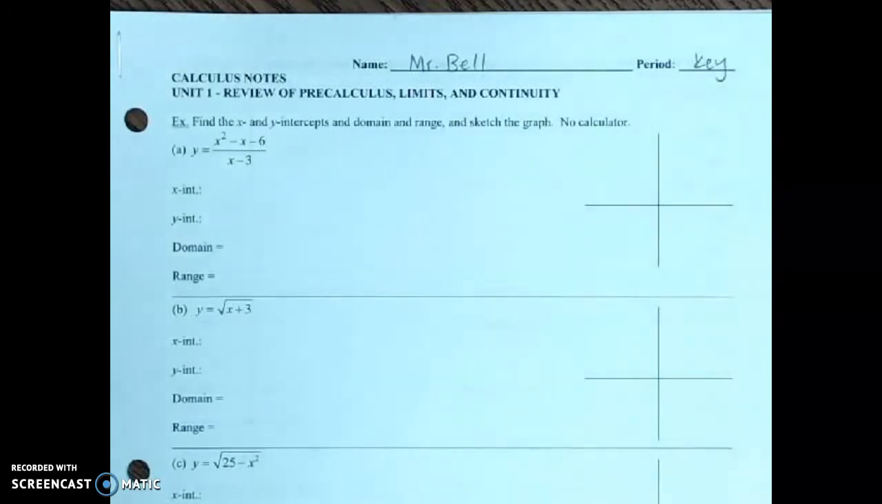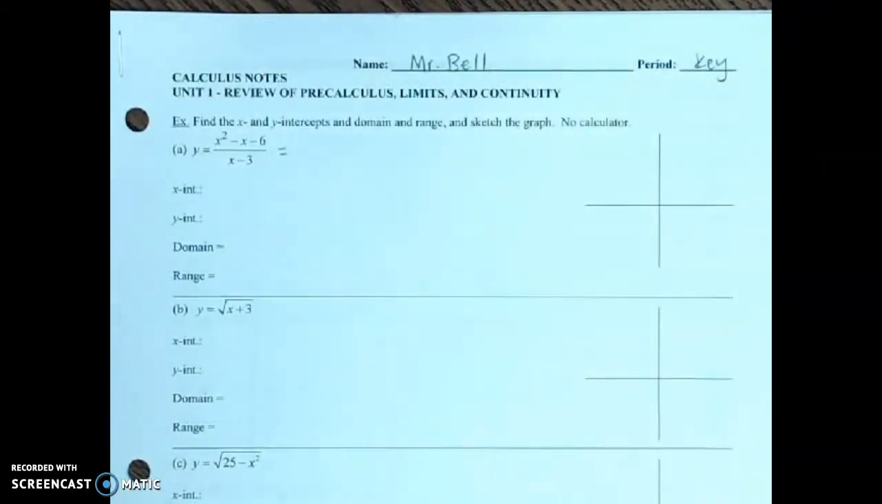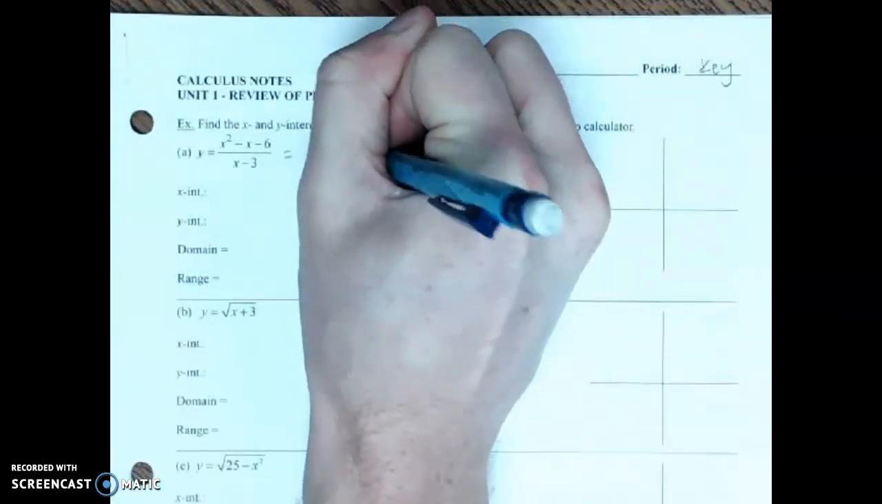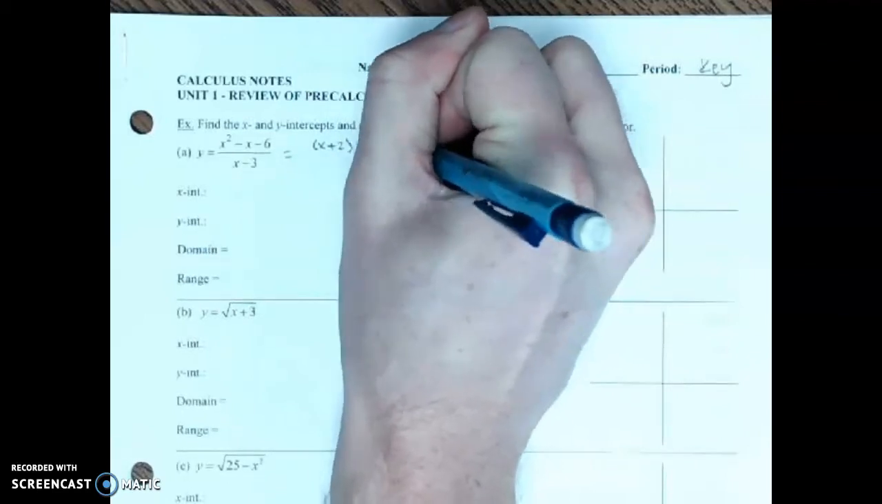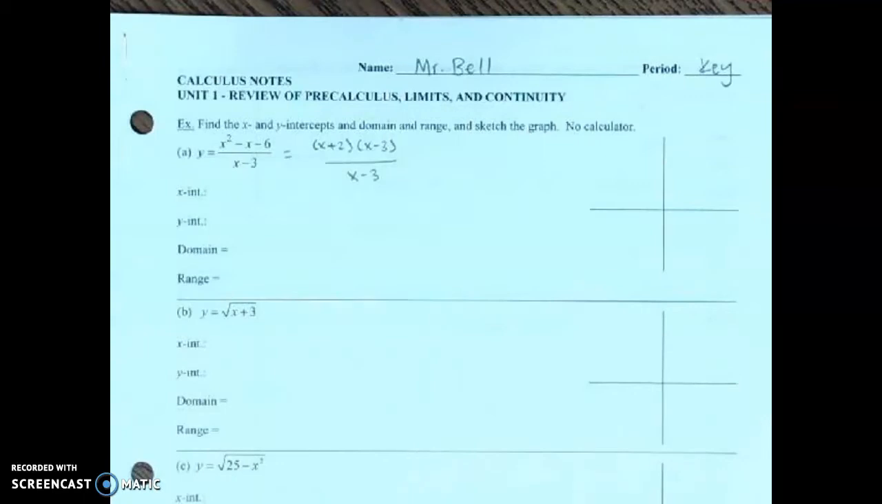Anyways, first example is a typical rational function. And what you should always try to do first is factor. Always, always, always try to factor. This one here is going to factor into (x + 2)(x - 3). The denominator is already factored, so it doesn't need anything else.